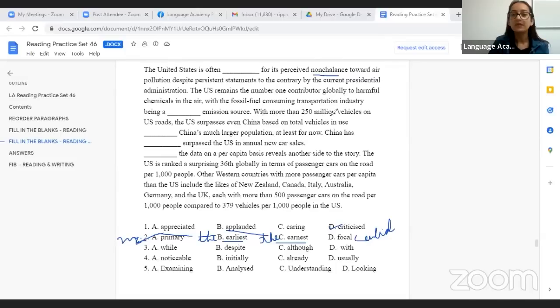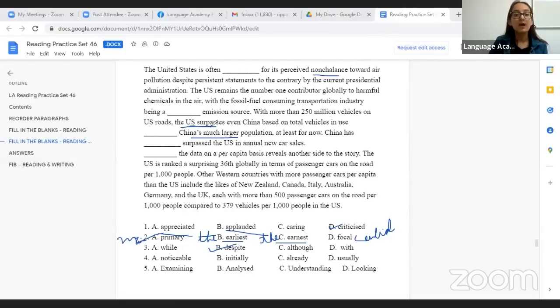With more than 250 million vehicles on US roads, the US surpasses even China based on total vehicles in use, dash China's much larger population. This is where you could have easily written even after. US surpasses even China based on total vehicles in use, even after China's larger population. So that is why we'll go with despite. Means China's population is more, but still US has more number of vehicles on road.